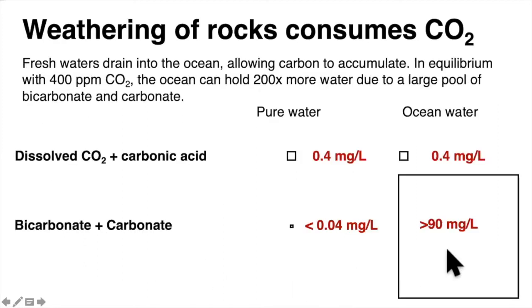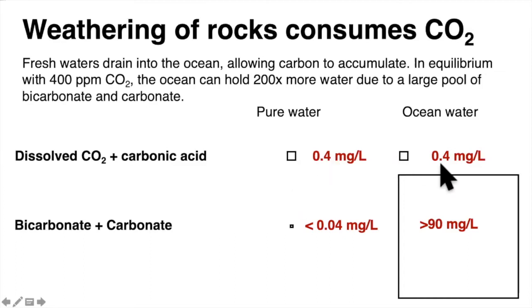And this is the same thing that happens in the oceans. So we can just compare the sizes of these reservoirs so you can see what I mean. If you just consider dissolved CO2 and carbonic acid in both pure water and in ocean water, they're the same amount. They're really governed by the same backwards and forwards reactions of CO2 dissolving in water and CO2 leaving the water back to the atmosphere.